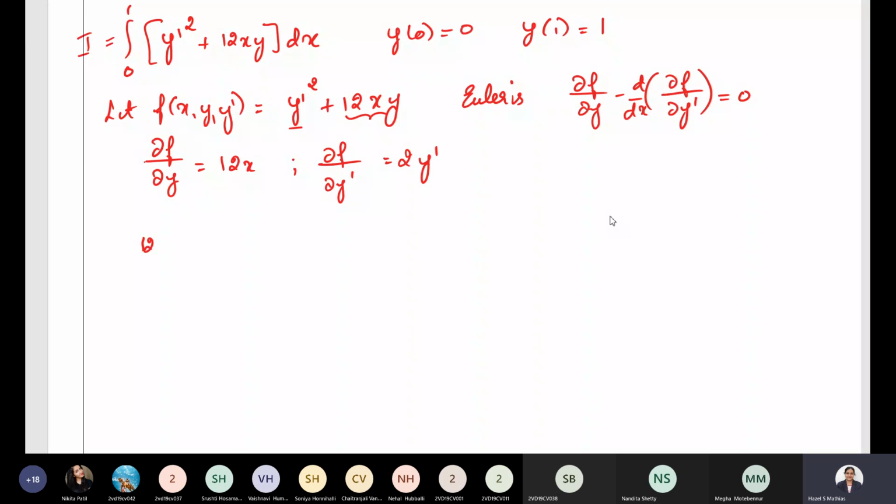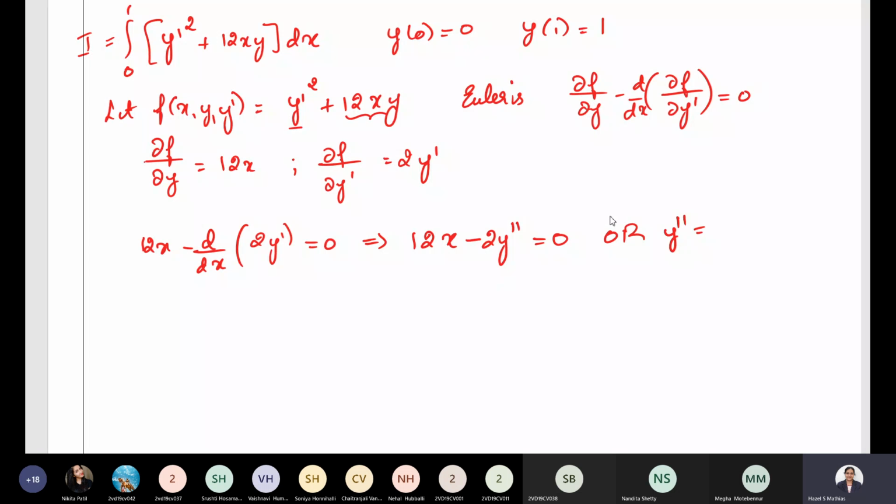Now let's substitute in Euler's equation. Dou f by dou y is 12x, minus d by dx of dou f by dou y dash, which is 2y dash, equal to 0. Now let's differentiate. What do we get? 12x minus the differentiation of 2y dash, which will be 2y double dash, equal to 0. So what is the value of y double dash?